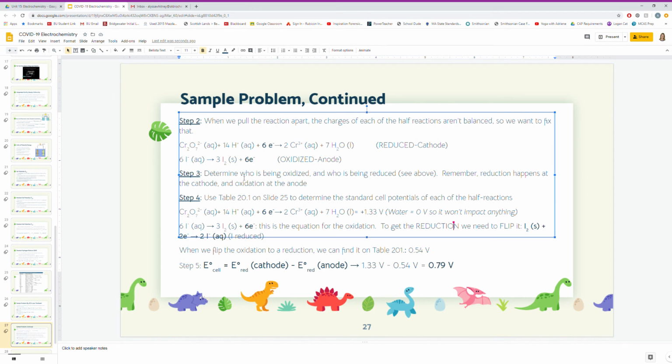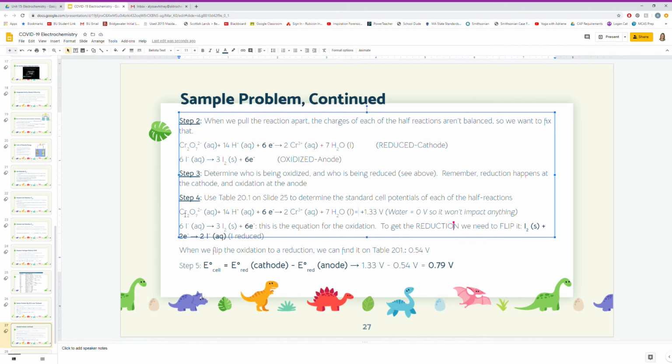Step 3 is to determine which of the half reactions is being oxidized and which one is being reduced. Remember that reduction happens at the cathode and oxidation at the anode. So in this case, this reaction is gaining electrons, so it's being reduced, and this reaction is giving away electrons, so it's being oxidized. Reduction, cathode, oxidation, anode. All right. So now we're going to use table 20.1 on slide 25 to determine the standard cell potentials for each of the half reactions.